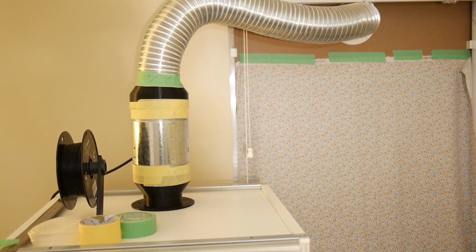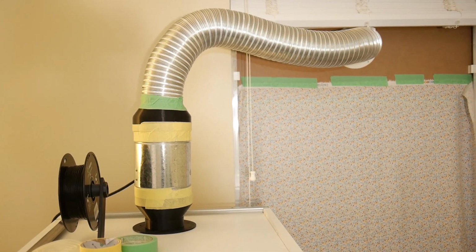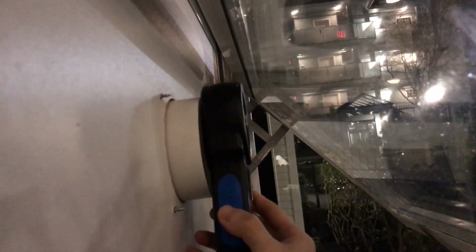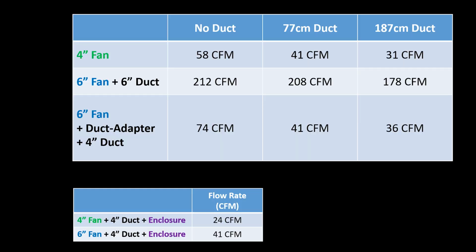Now, I replaced it with a 6-inch fan with a 4-inch duct. Let's do the same measurement with this fan. The flow rate with the 6-inch fan with 4-inch duct was measured at 41 CFM. And this is the summary of all the measurements. As you can see, the fan performed very differently under different settings.